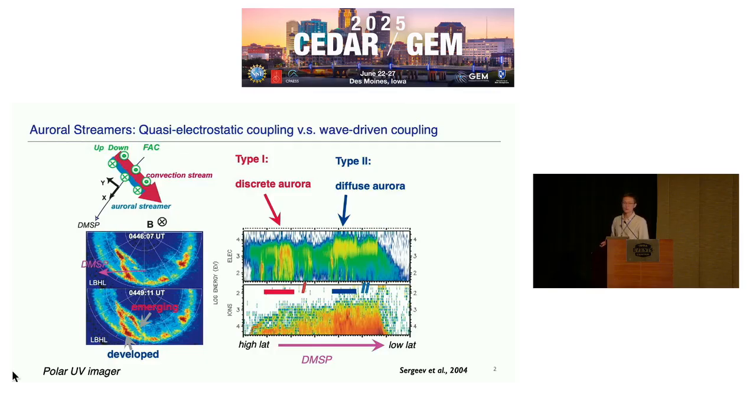So in this example, the DMSP satellite first traversed an emerging auroral streamer structure at the high latitude region with a discrete auroral signature. And then the DMSP continued equatorward, passing through another auroral streamer structure, a well-developed structure dominated by diffuse auroral precipitation. As you can see, this is plasma sheet type precipitation without significant electron acceleration.